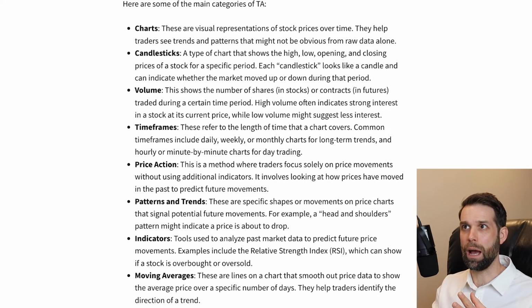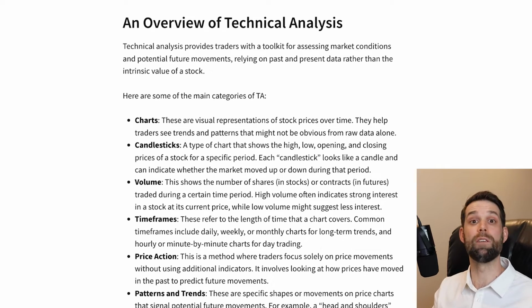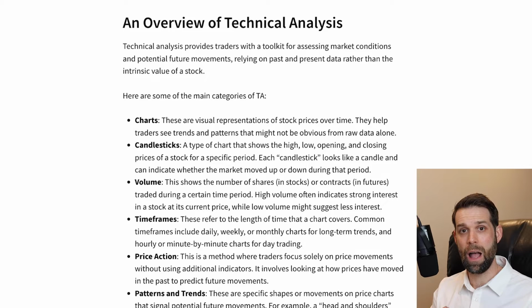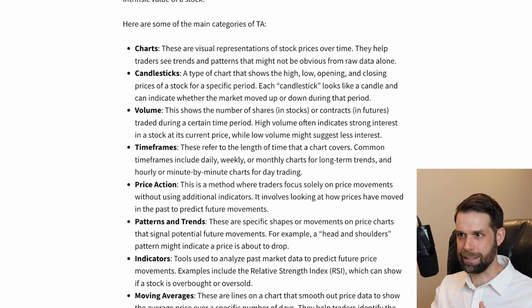And again, this approach, studying these things, is much different than what you would study if you take a fundamental analysis approach. So one is long-term fundamental analysis, and one is short-term technical analysis.